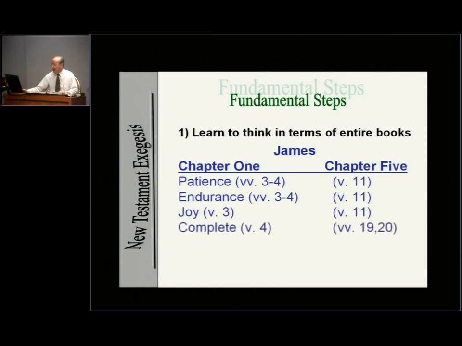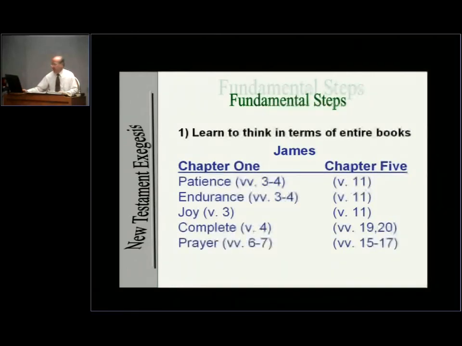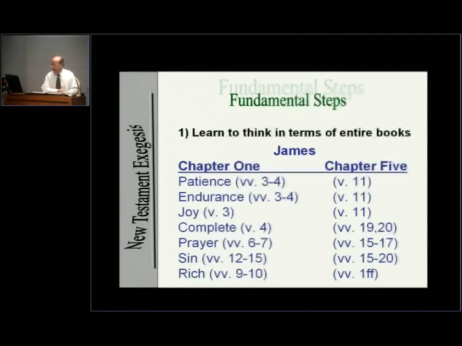The word complete is found in both places. The concept of prayer is something that is predominant in both chapters. Sin, which was just mentioned. And then the rich, verses 9 and 10 of chapter 1, and he comes back around. They're talking about the rich in chapter 5. All right, what do you get from that? Now is the time to ask the so what question. So what if we found some things in chapter 1 and found them again in chapter 5? What's the so what? It's a chiasm.